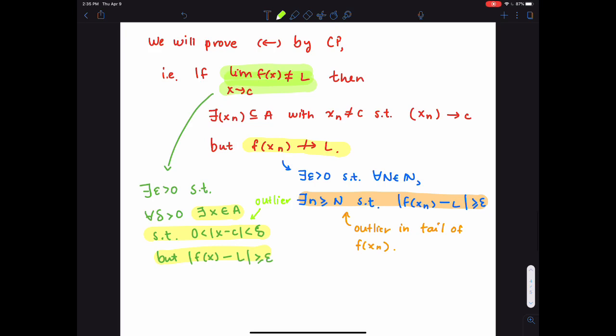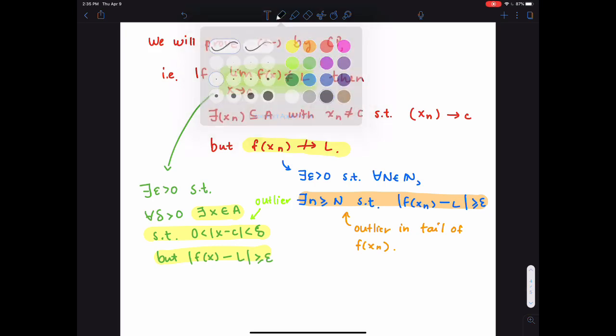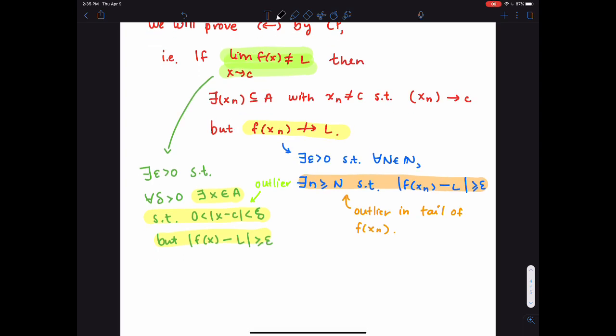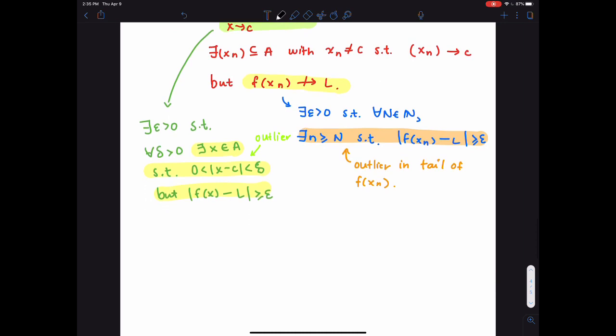Okay, I'm going to draw a picture of an example of a function that does not have a limit equal to L. And we're going to use that picture to think about how we might construct a sequence of outliers such that we have these inputs going to C, but the outputs are all going to be too far away from L. So let's get our picture.